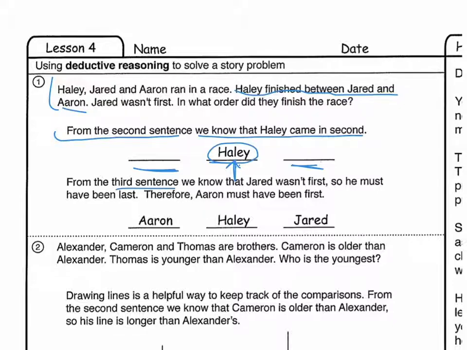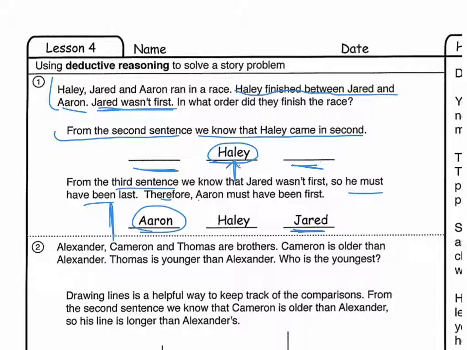From the third sentence, that's Jared wasn't first. We know that Jared wasn't first, so he must have been last. So here's Jared last. This is the finish line right here. Therefore, Aaron had to be first. And then they're going to ask you a question on your daily work. It'll be like, who came in first place or who came in third place? And you have to answer with one of the 3 kids' names.